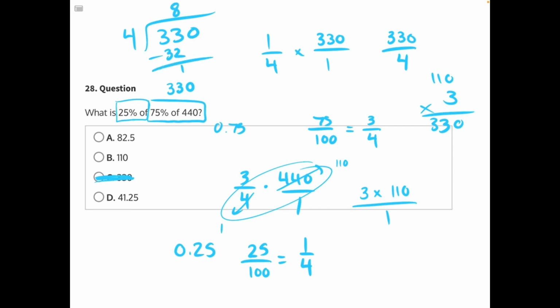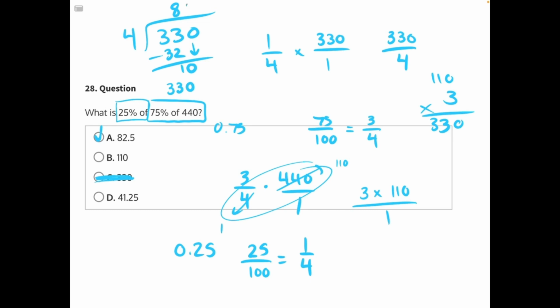32, we subtract. And before we go on, we can already see that A is the only probable answer because its first digit is an 8, which matches what we've got in our division problem so far. So at this point on the test, you could mark A and move on, but for the sake of the video, I will finish the problem.